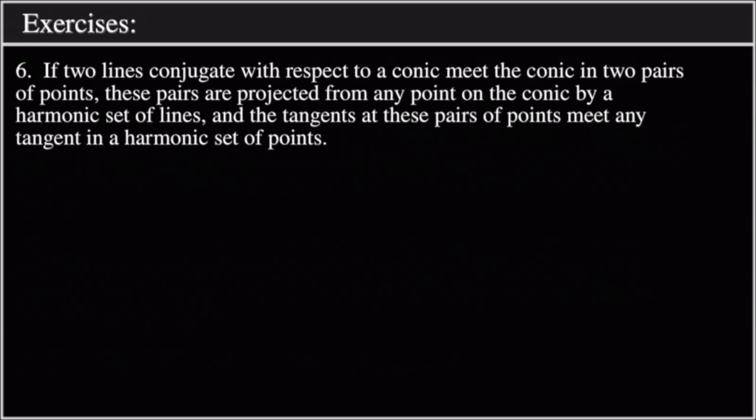Exercise 6. If two lines conjugate with respect to a conic meet the conic in two pairs of points, these pairs are projected from any point on the conic by a harmonic set of lines, and the tangents at these pairs of points meet any tangent in a harmonic set of points.